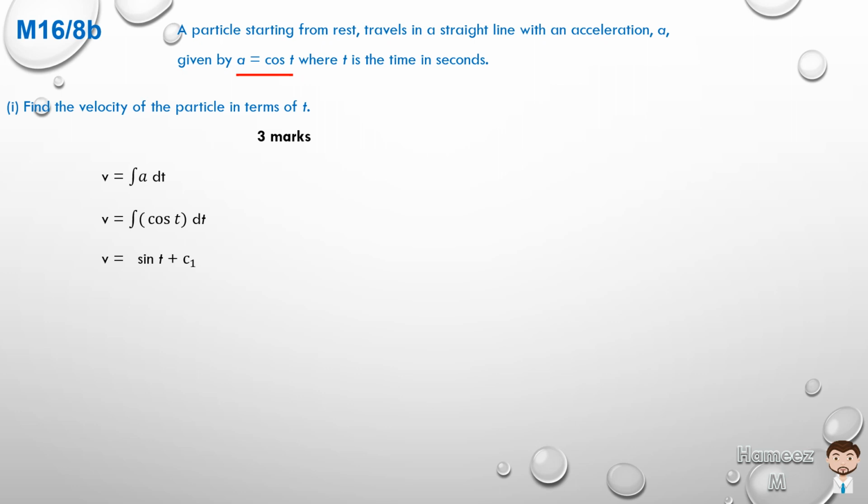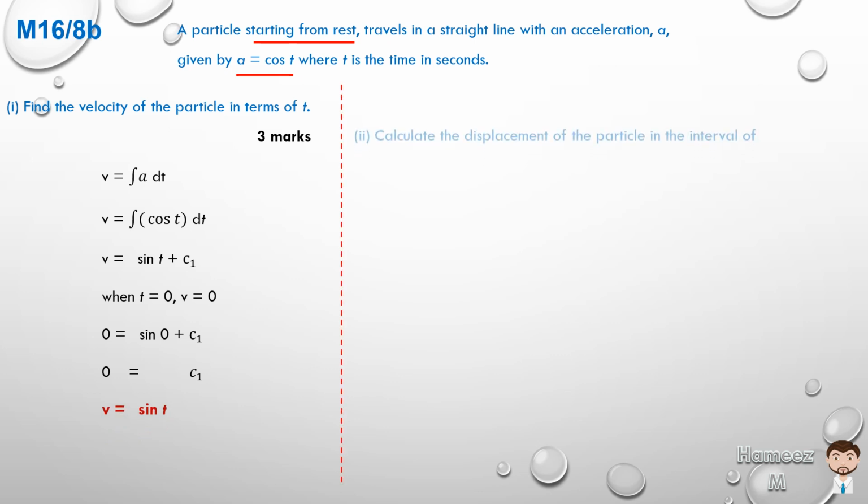So let's look at the question again. It says the particle is starting from rest, which means when t is equal to 0, v is equal to 0. So we can substitute accordingly. So 0 is equal to sine 0 plus c1, and sine 0 is 0. So that means c1 is equal to 0. So the equation for the velocity is such that v is equal to sine t.